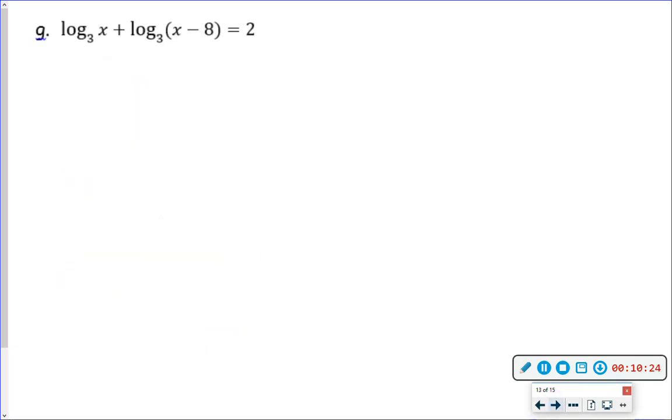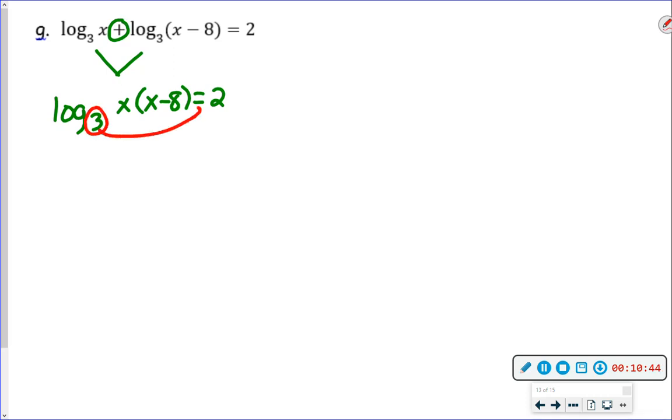All right, final 2. So 2 logs added. So we want a single log, remember. So I'm going to use my properties. 2 logs added condense to 1 log multiplied. So I'm going to make that x times x minus 8. You could go ahead and distribute that out too, which I am going to do here in just a second. I've got my single log. I'm going to now convert to exponential, base to the opposite side, which some of you might just go ahead and put as 9. And then I'm going to distribute my x through.